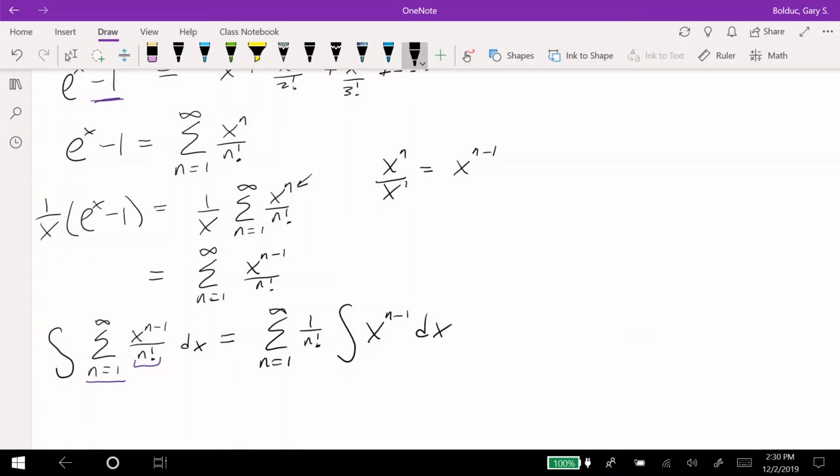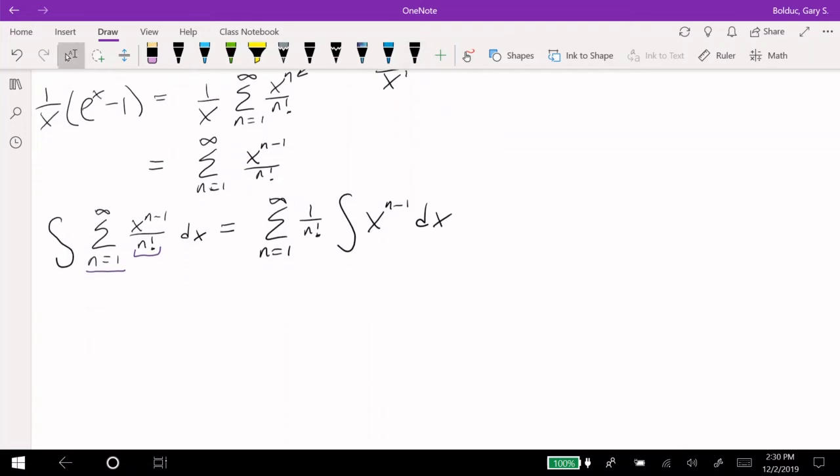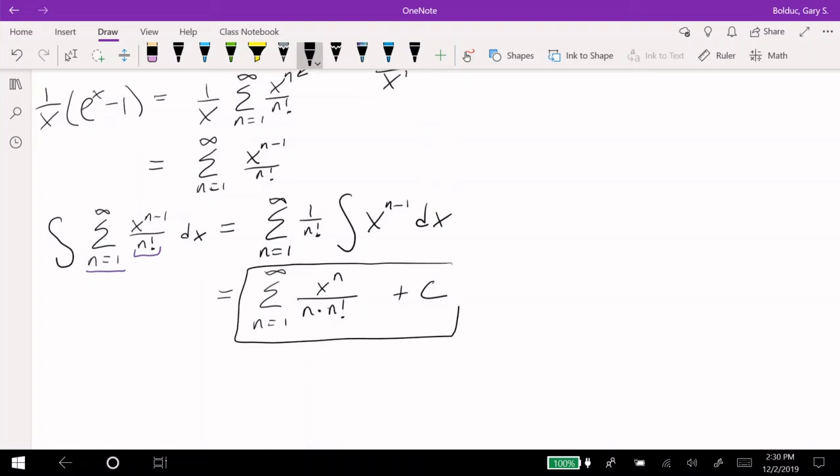And this is something that's easier for us to deal with. We know how to do this. We add 1 to the exponent and divide. So then that should be equal to n equals 1 to infinity. We will add 1 to the exponent. That'll give us x to the n now. We'll divide by that number. We still have our n factorial. And then we've got a plus c out here. Okay, maybe I'll put a little time sign in there so everyone can see it. So there we go. Pretty good. That's all we need to do. Done, done, done.